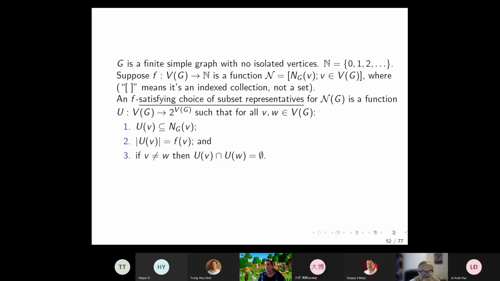We're going to give each vertex some watchers. So maybe some vertices get 0 watchers because they're not Kanye West. Maybe some vertices get 3 watchers because they are Kanye. Maybe we're living in a more egalitarian community. Everybody gets 1 watcher. So we're going to look at a finite simple graph, no isolated vertices, and we're going to say that we have a satisfying choice of subset representatives. And F is a function that tells me how many representatives I'm going to throw up at each vertex, how much watching each vertex needs.